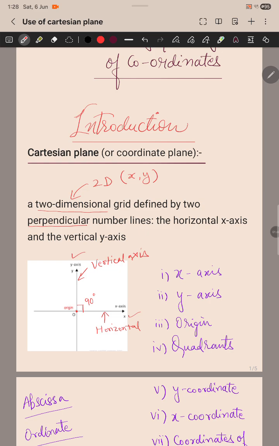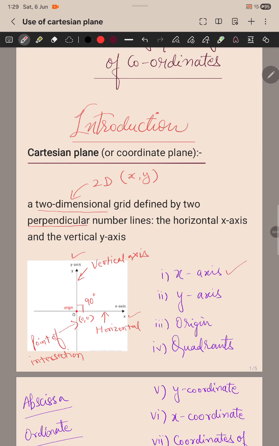So what is origin? From where we are starting, this is called origin. The intersection of these 2 axes, here your x is 0 and y is 0, because here we are starting to move in a certain direction along the x axis or the y axis. It is called origin. So it is also called the point of intersection.